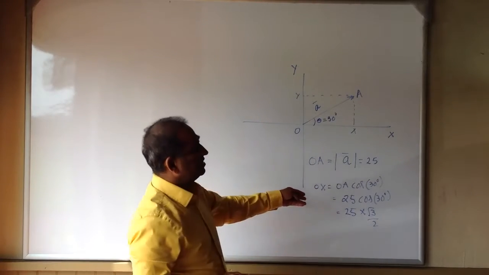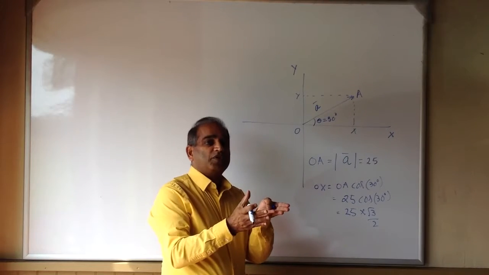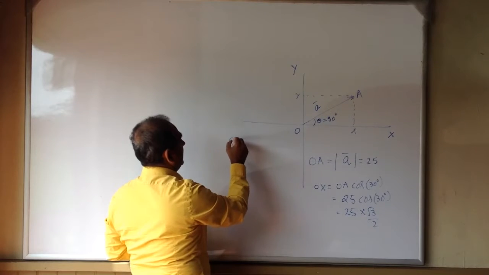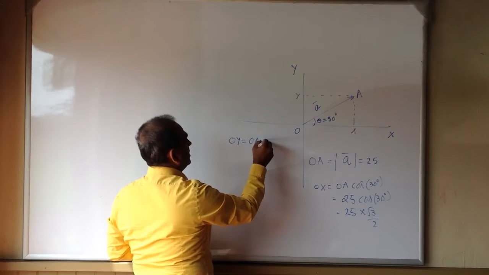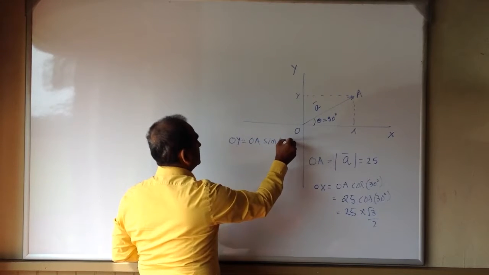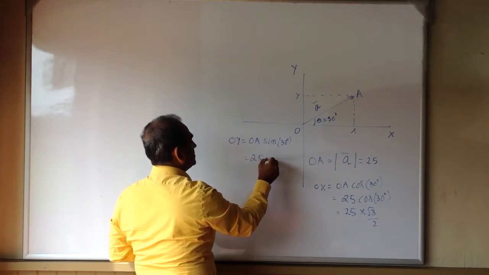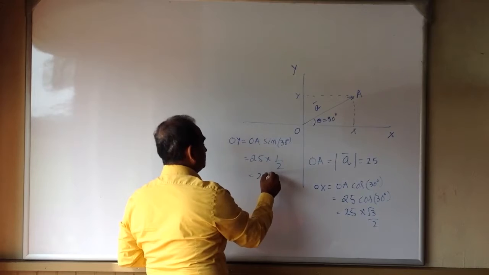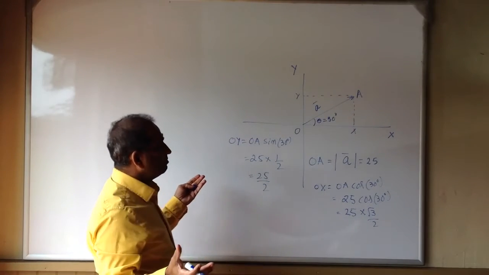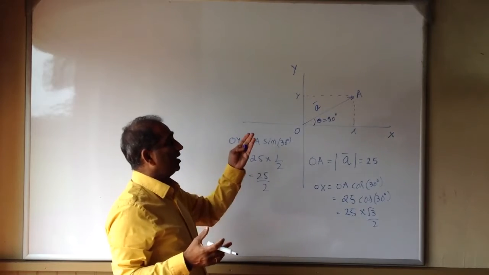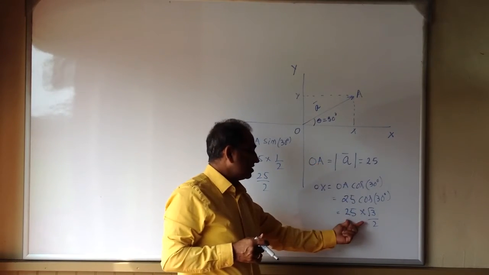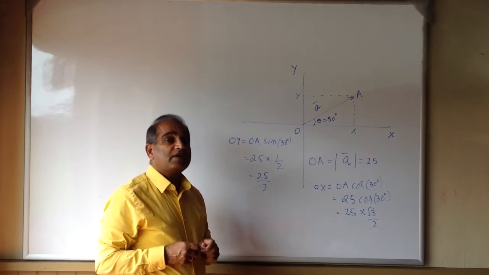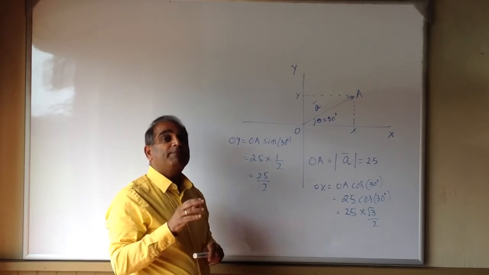Whatever is the value, that is the x component. Similarly, we get the y component like this. OY is equal to OA sine of 30 degrees, which is 25 times 1/2, because sine 30 is 1/2. So it will be 25 over 2. So we got the components of this vector OA. In the x direction it is this one, in the y direction it is this one. So this is how you resolve a vector into its two mutually perpendicular components.